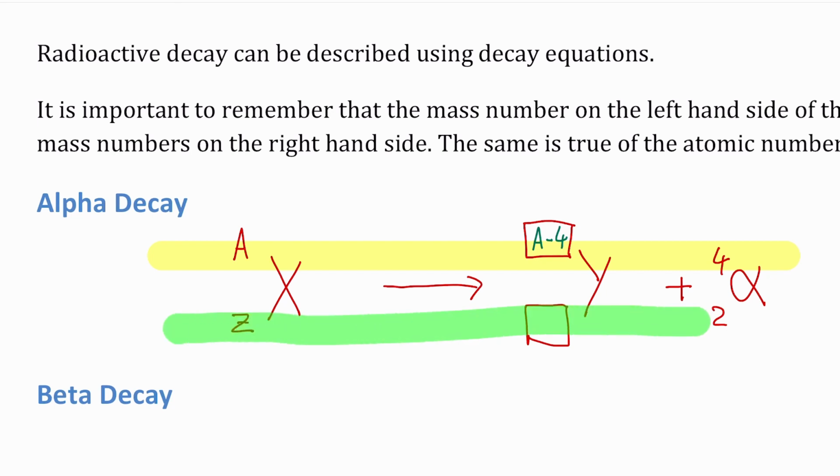The bottom line, similarly, we have to make sure that the numbers match up. So we start off with Z. Now we're going to have Z minus 2. So whatever number we start off with, we subtract 4 from the mass number, subtract 2 from the atomic number, and that means our equation is balanced. And we'll have a look at an example of that in a second.